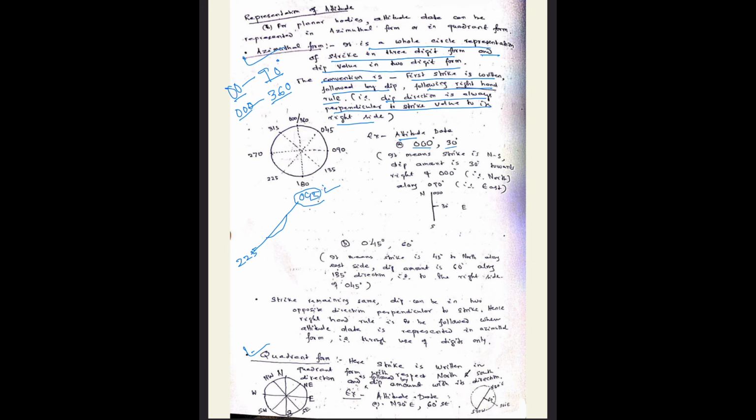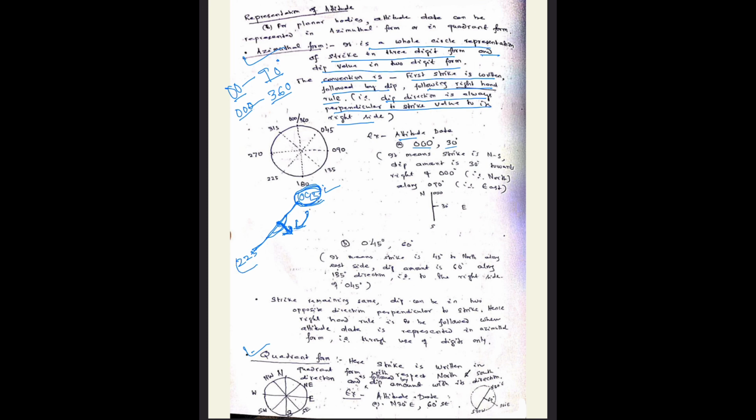So the dip direction will be towards the right of the mentioned strike value, and it will be perpendicular to the strike value. So this will be the strike direction. Now this will be the dip direction. This is the strike according to the right hand rule. This will be the dip direction, because this is the strike value mentioned. So towards its right we will have this direction.